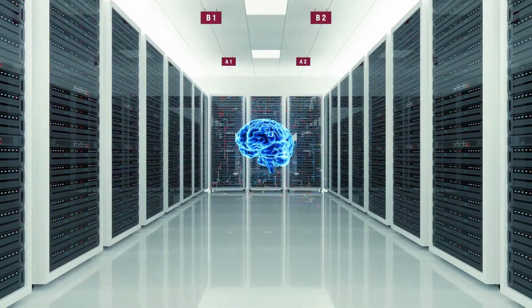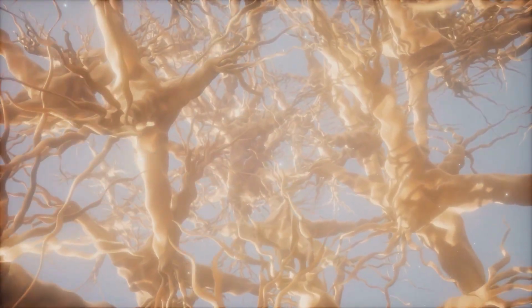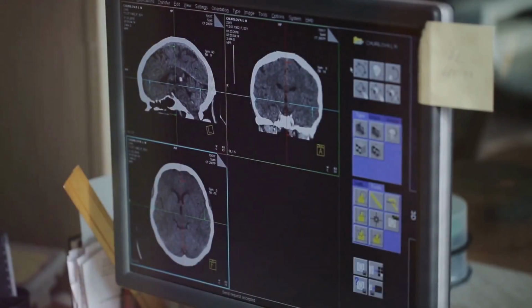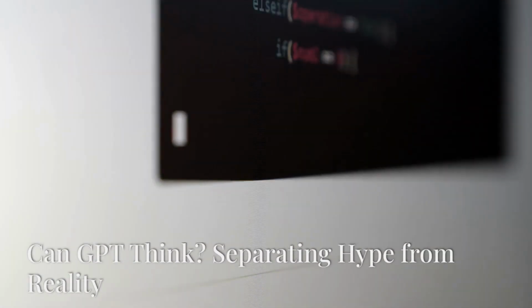Why are these models called large? It all comes down to scale, models with billions, even trillions of parameters. Parameters are like connections between neurons in a brain. More connections mean more complex thoughts. The same applies to LLMs. They capture language nuances and generate human-like text.